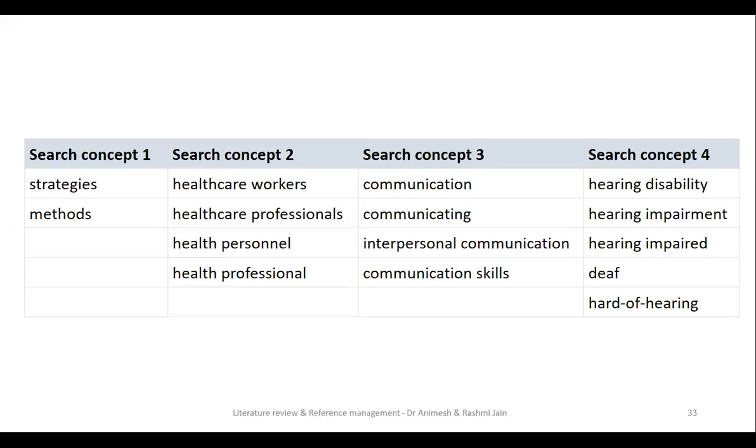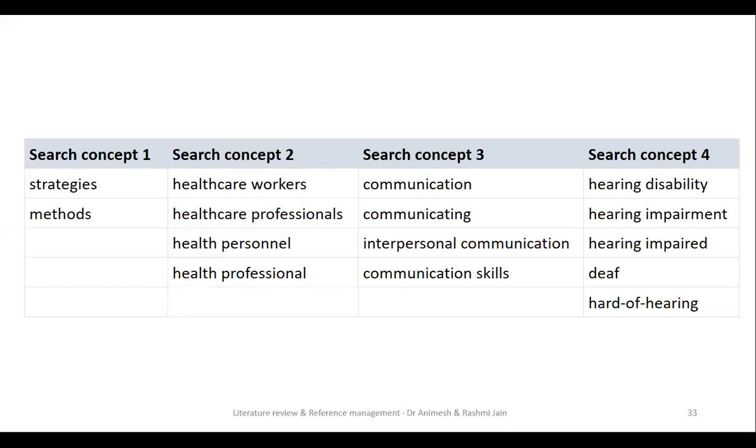And the fourth, in the rightmost column, if you see, I have put as hearing disability, because that's very important. That's one of the keys I'm looking at, because I'm trying to see how healthcare workers are communicating with people who have hearing disability. Now, I have used alternate terms also: hearing impairment, hearing impaired, deaf, hard of hearing. All these are terms which can be used interchangeably many times to denote people who have difficulty in hearing. And that's why that's the concept.